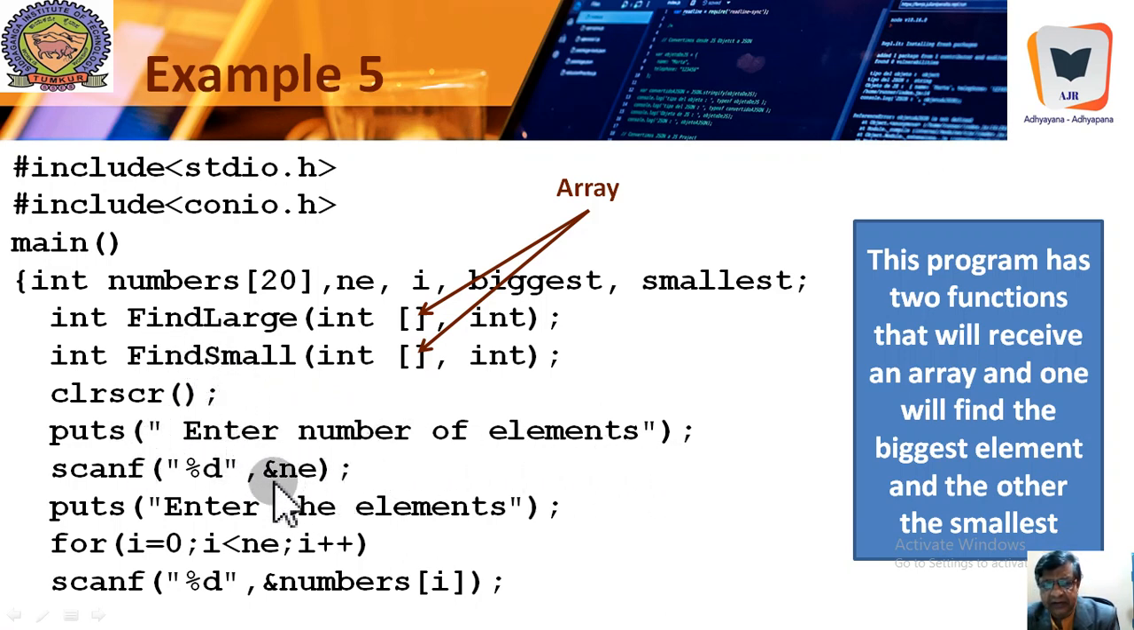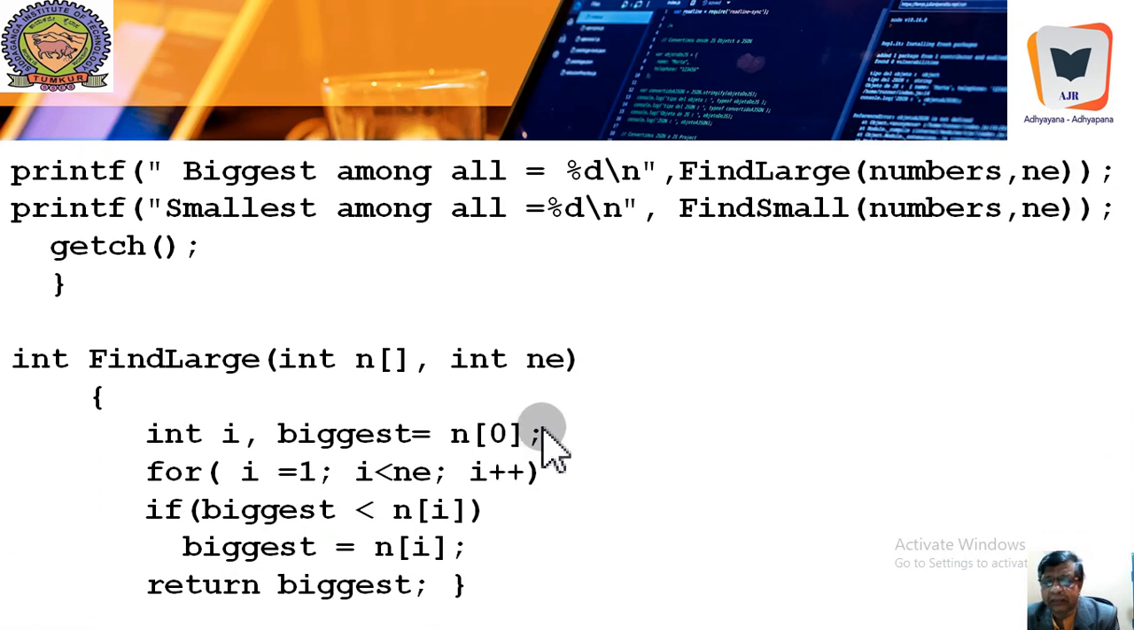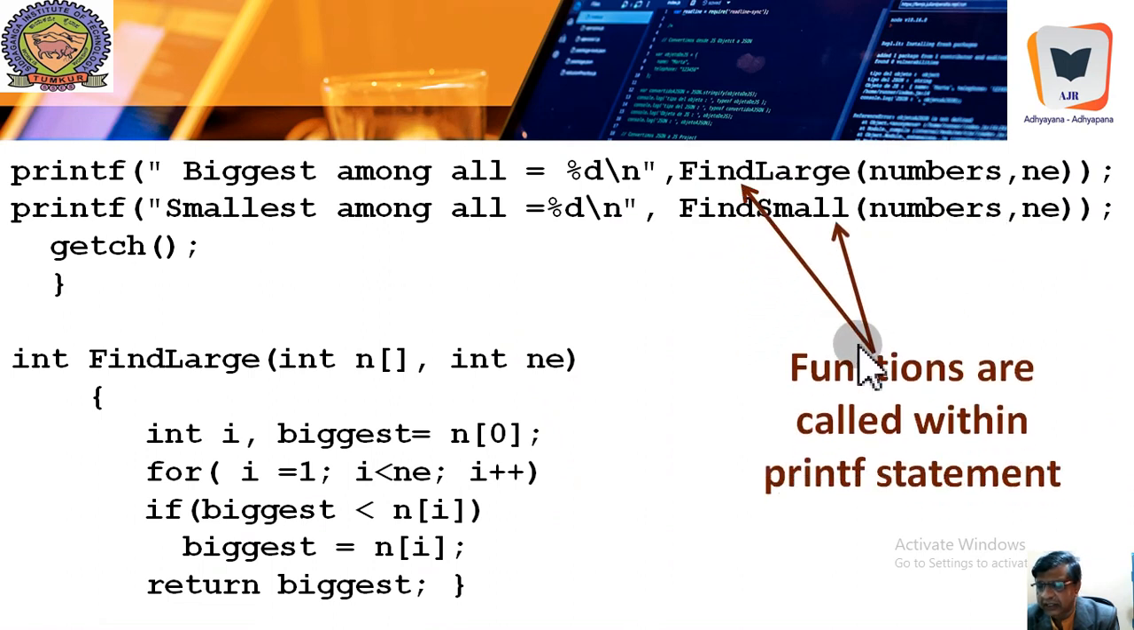So enter the number of elements, the elements are entered, and they get stored in an array called numbers. And this is the array type, of course. Right, now the biggest among all is find large, and here you can notice some kind of brevity shown while programming, and we are calling this function within the printf statement itself. So this is function in a function.